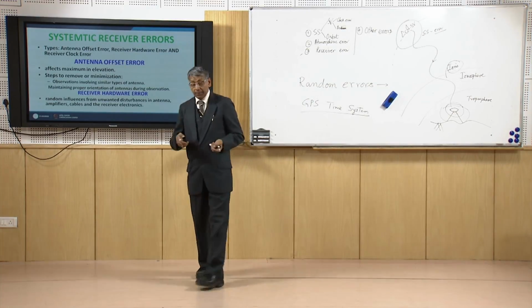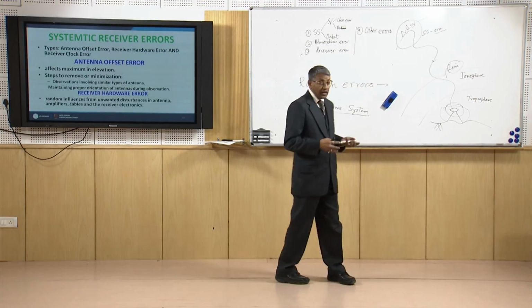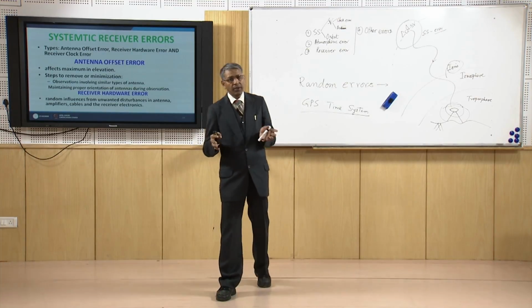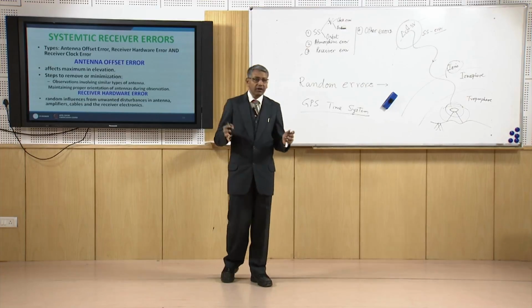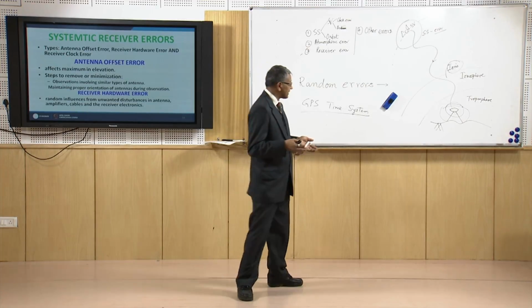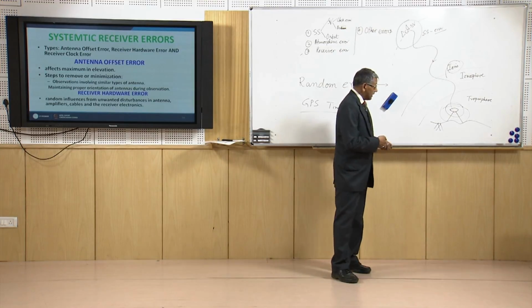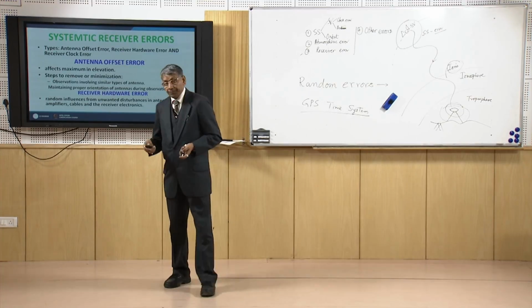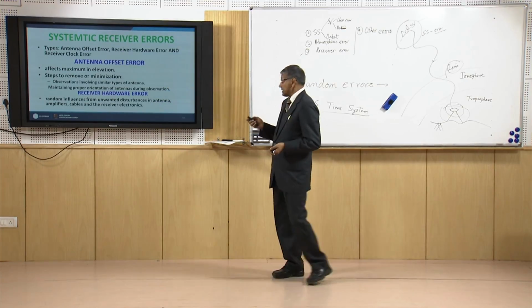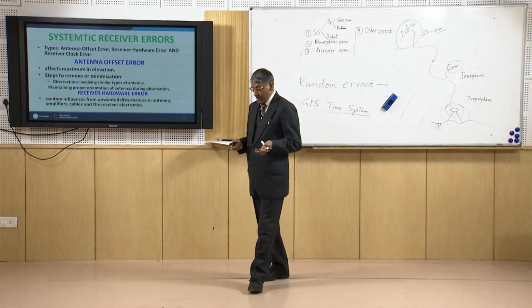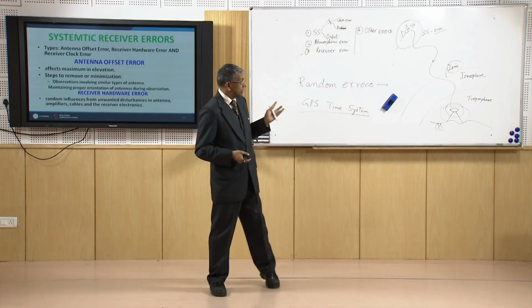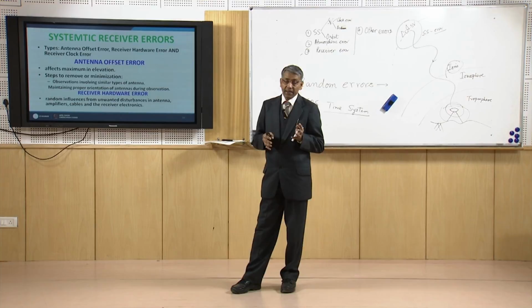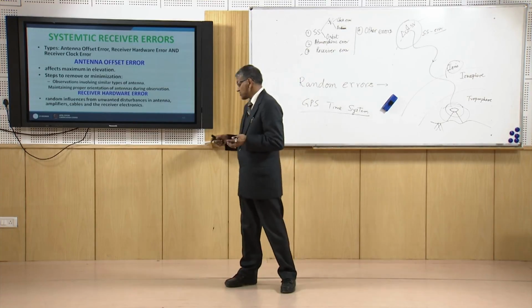Receiver hardware error means that the receiver is an electronic instrument, so it may not function the way it has been designed due to field conditions like temperature, pressure, humidity and so on. If it does not work the way it is designed, then there will be some error, which is called receiver hardware error. To minimize it, we need to take a receiver which is very robust in nature, and we should use it in the field conditions for which it is designed.